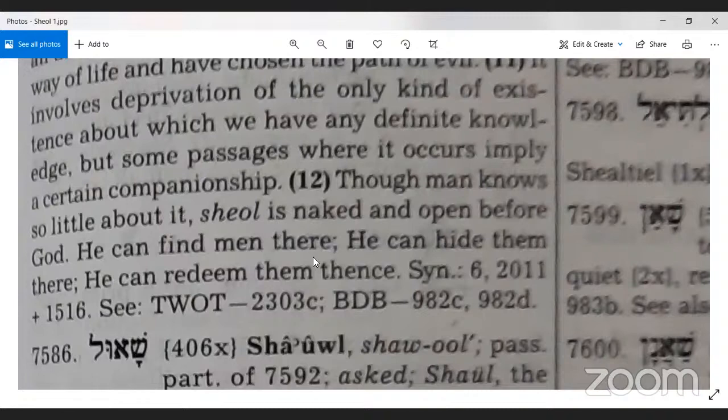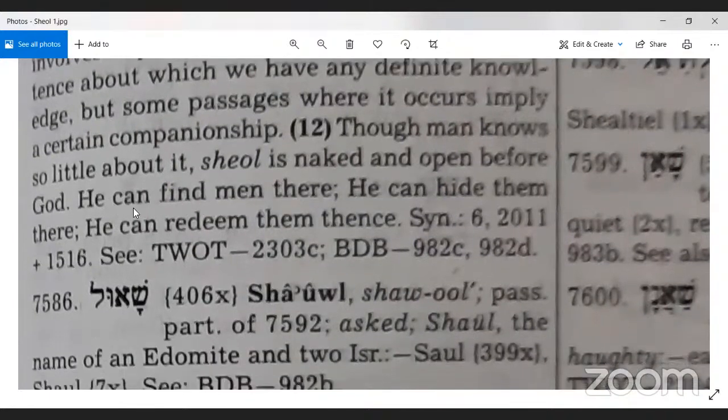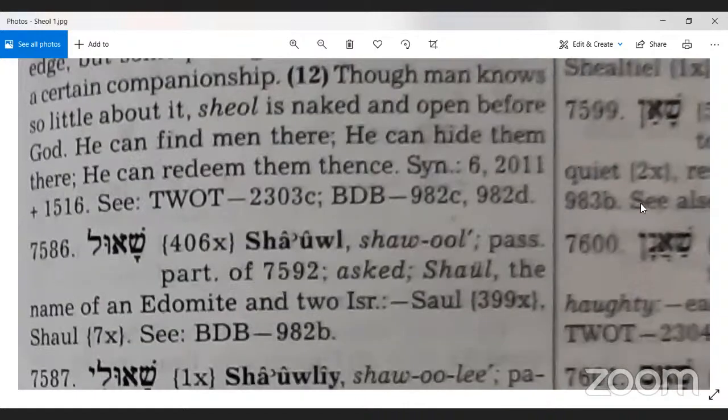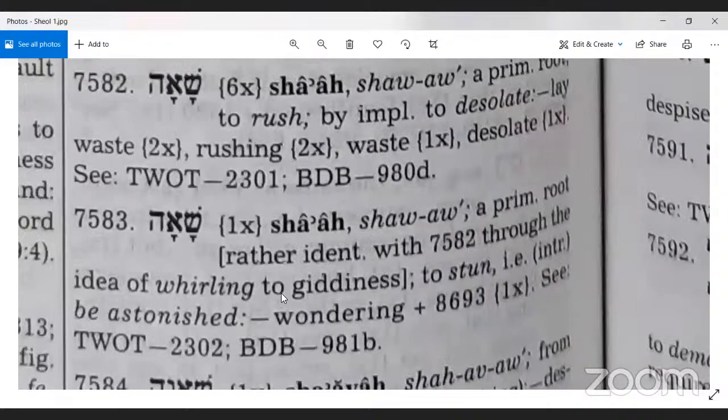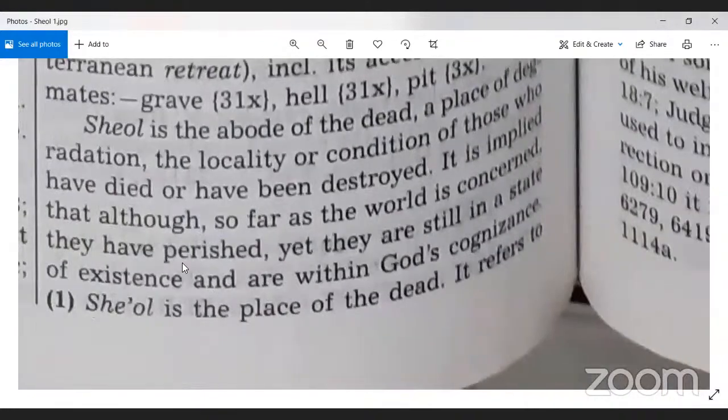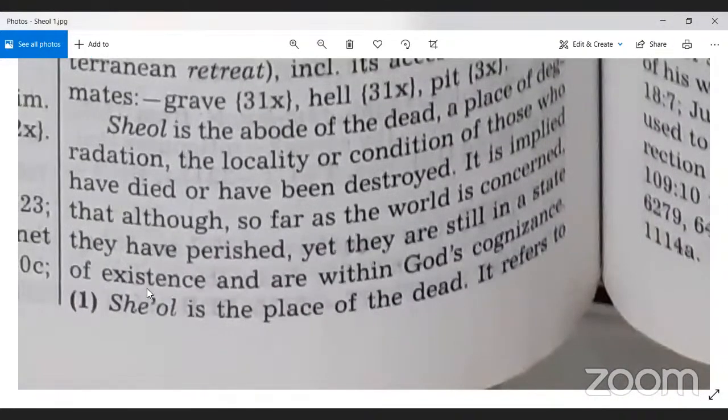But importantly, if he can find men there, that means they have to be conscious, right? He can hide them there, he can redeem them. So there has to be consciousness, otherwise they don't exist. Yet they are still in a state of existence. So existence is consciousness.